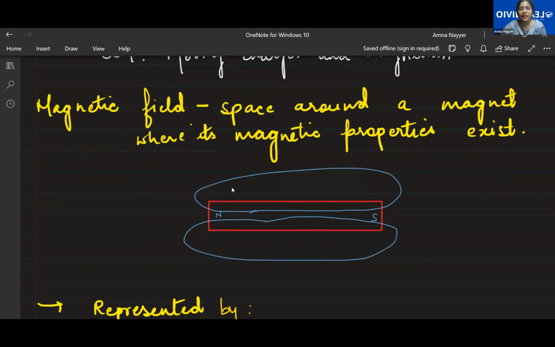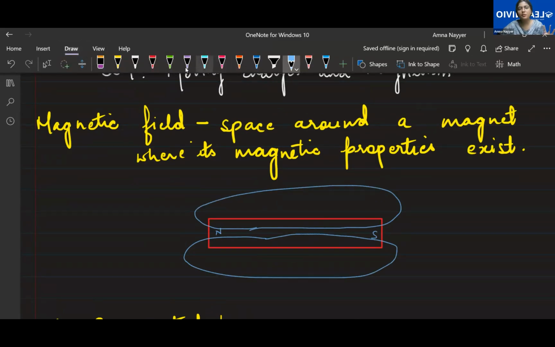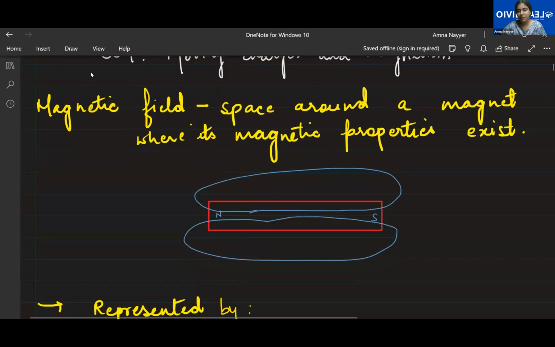So there are various lines across the magnet. These are the magnetic field lines. This is the space where magnetic properties can be experienced. Means if I have a bar magnet here, let's say this is the north part, then technically north and north should repel each other.